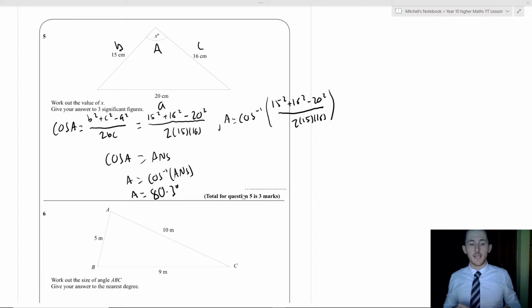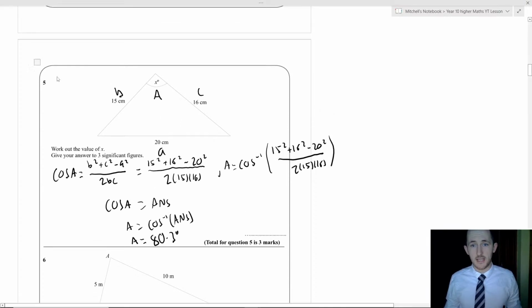Oh, good question. Yeah, so where it turns up. So the way your paper is structured is that the last few questions will tend to be kind of unseen questions. Okay, so questions that they can kind of throw something weird at you. So this can come up. This kind of question here that I'm doing right now is going to be roughly the middle of the paper, of the higher paper.